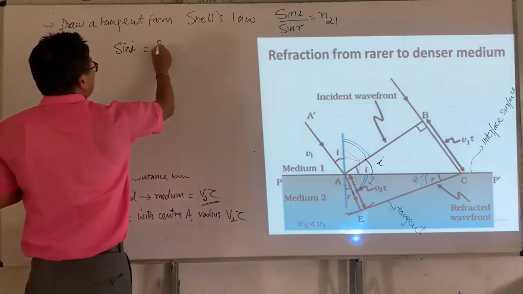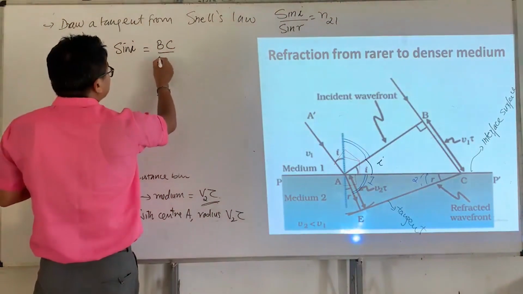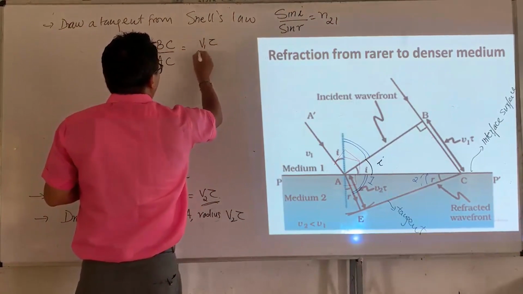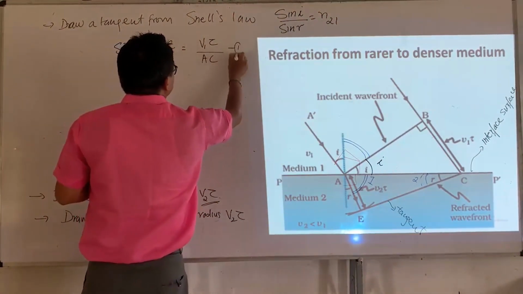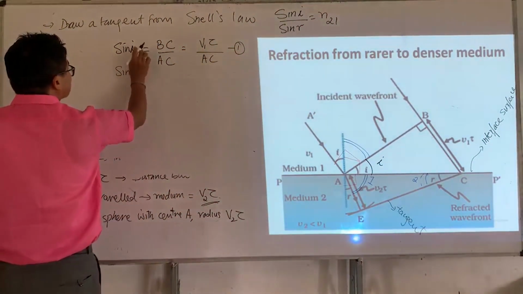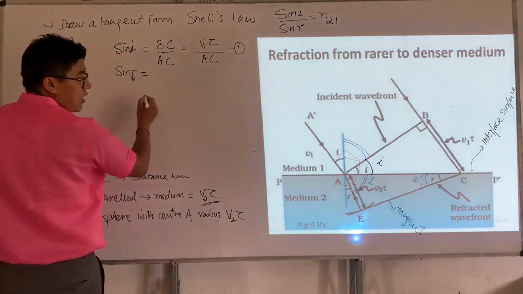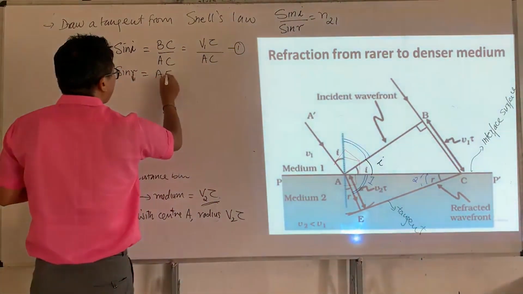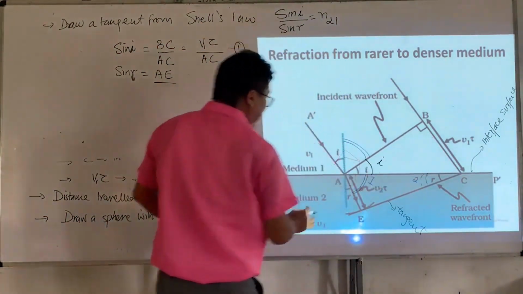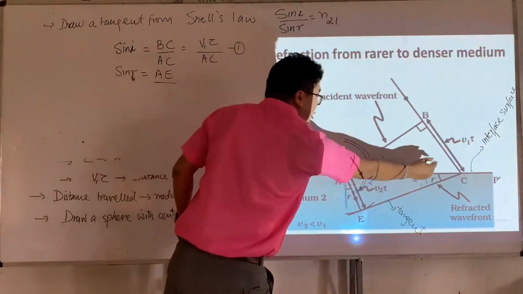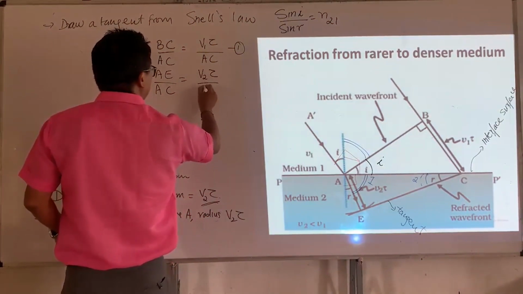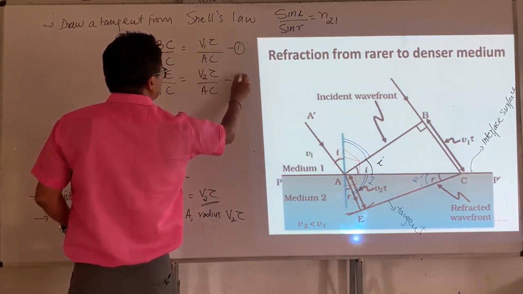What is perpendicular? BC divided by hypotenuse AC. What is BC? BC is equal to V1 tau divided by AC. I put this as angle 1. And what about sin R? Sin R is going to be AE divided by AC. Why? Because this is the base, this is perpendicular, this is hypotenuse. AC is the hypotenuse. This is equal to V2 tau divided by AC, angle 2.